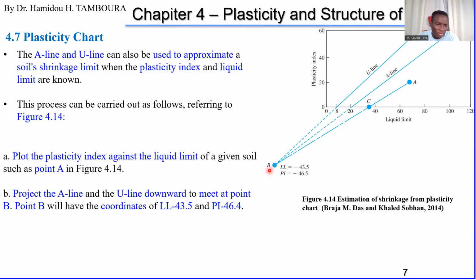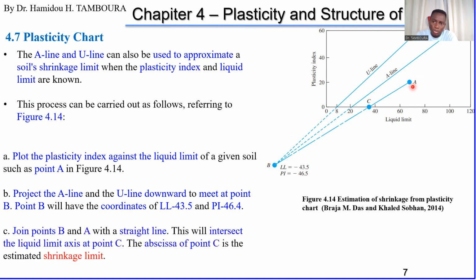And what you have to do next is to join point A to point B. When you do that, the line will cross the horizontal axis at this point C. This point C will be the estimated shrinkage limit. This is how you get the shrinkage limit by using this Casagrande plasticity chart.